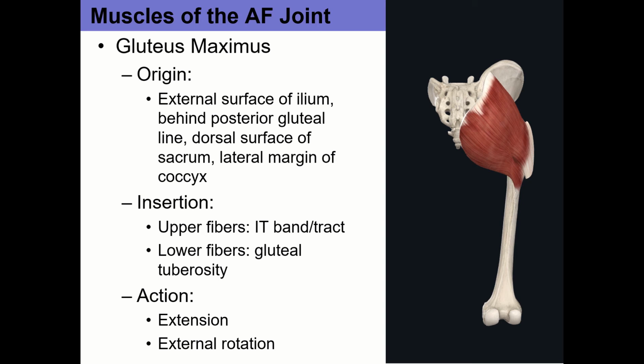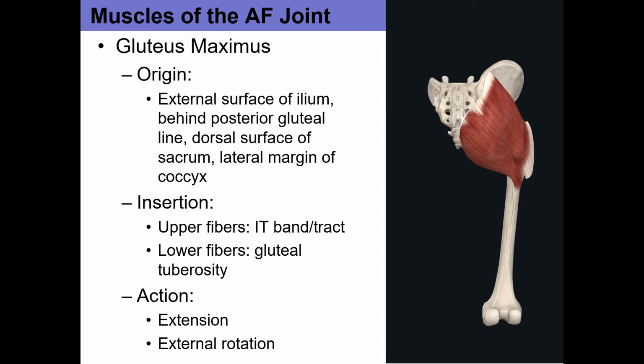A few times ago, we talked about the gluteal lines on the ilium, that there are 3 gluteal lines: the posterior, the anterior, and inferior gluteal line. Remember that the glute maximus originates posterior to, behind, the posterior gluteal line, and the dorsal surface, which is the back side or the posterior aspect of the sacrum, and then the coccyx, your tailbone. So essentially it originates along 3 bones, along the posterior section of bones.